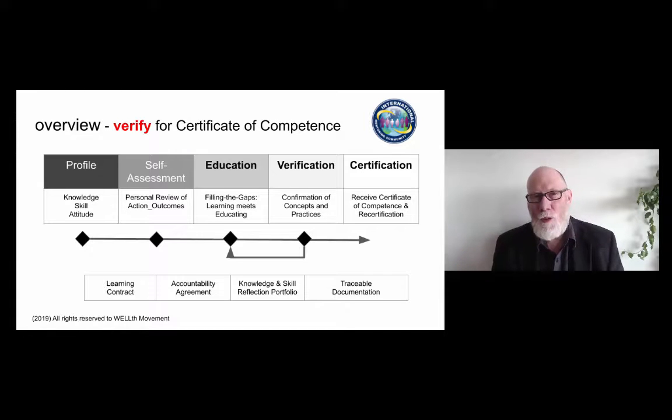But also what you're able to do is where there are no's, it's the third part of the 5-part elements of the certification process. And the third one is education. Obviously, where you get a no to your self-assessment, you have to gain the knowledge and skills necessary to move the no to a yes.